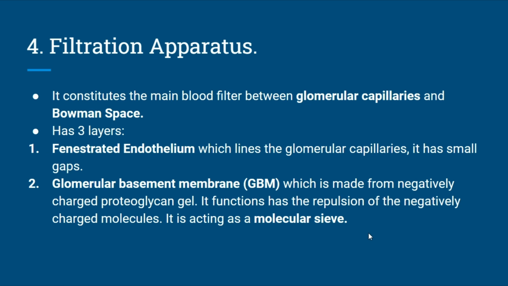So the next part is the filtration apparatus, and it's very interesting to see. It constitutes the main blood filter between the glomerular capillaries and the Bowman's capsule, and it has three layers. The very first layer is the endothelium of the capillary itself, which is fenestrated, which means it has small gaps or small holes in it. The second one that covers the endothelium is the glomerular basement membrane, which is made from a negatively charged proteoglycan gel, and its function is the repulsion of negatively charged molecules. So it is kind of acting as a molecular sieve.